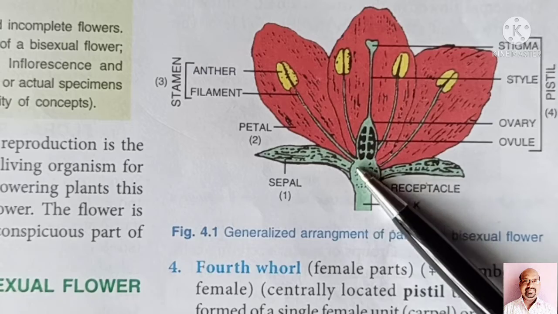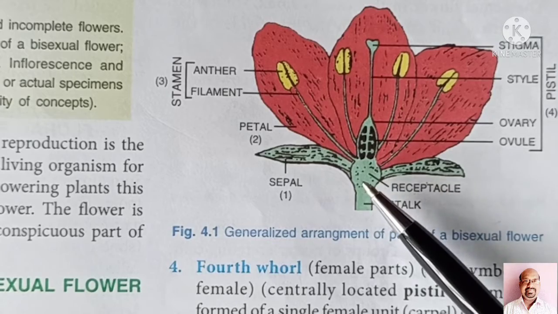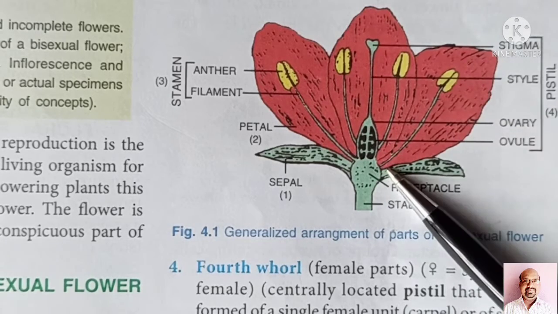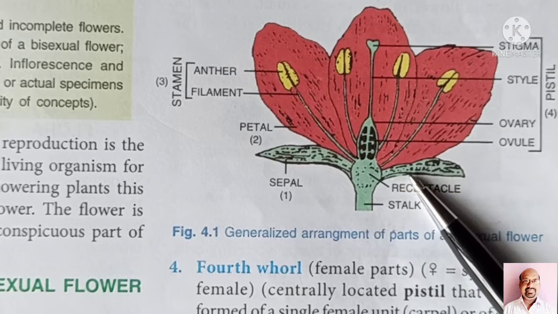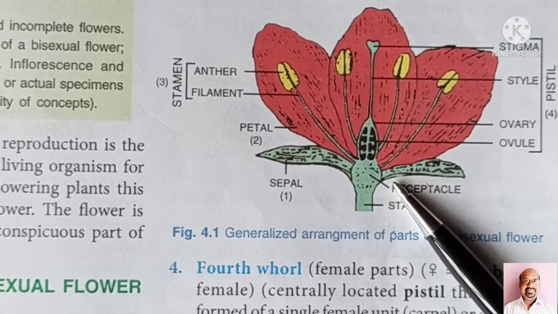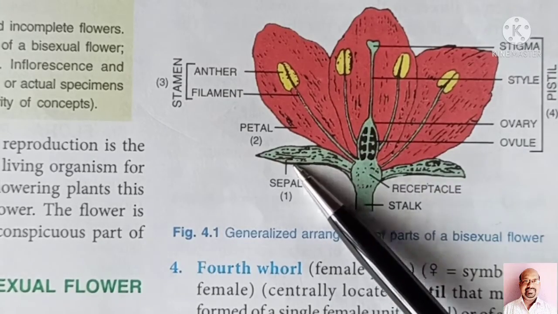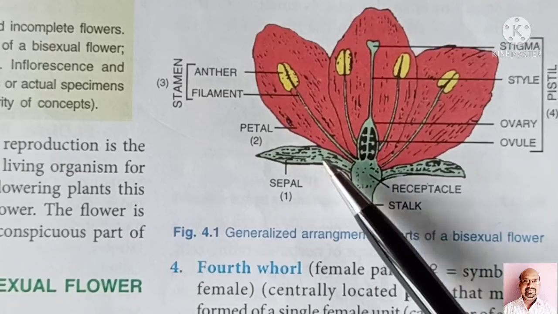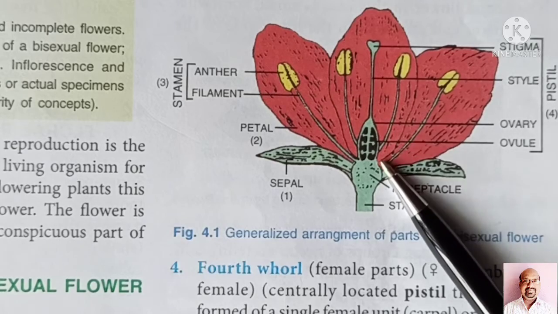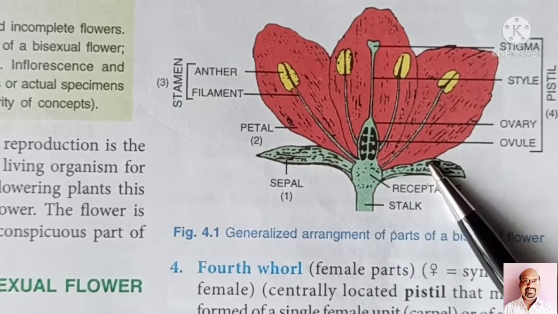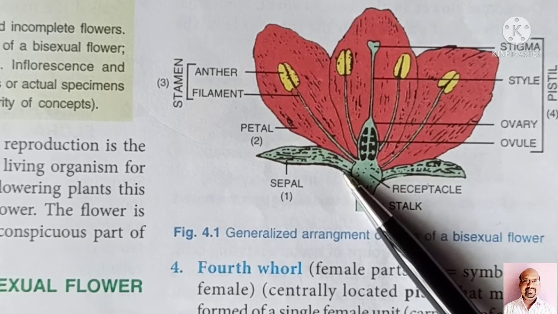All the floral structures are borne on the thalamus in 4 whorls. It means a flower has 4 different whorls, or 4 different floral structures. We will talk about all of them one by one. The first floral structure, or first whorl, is these. These are sepals. They are green in color, and their function is to provide protection to the flower at the bud stage. Separately they are called sepals. Collectively all sepals are called calyx.